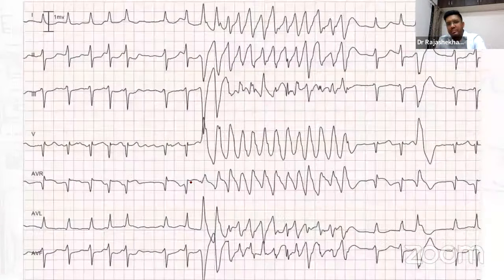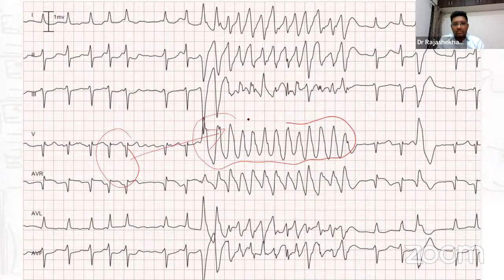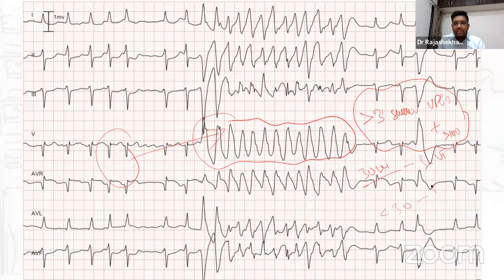And what is this ECG? The patient was perfectly normal here in sinus rhythm. Suddenly he progressed into a broad complex tachycardia. So what is this? It is ventricular tachycardia. What is ventricular tachycardia? More than three successive VPCs with a rate of more than 100 is called ventricular tachycardia. If it is sustained for 30 seconds, then it is called sustained VT. If it is sustained for less than 30 seconds, then it is called non-sustained VT. So it is a non-sustained VT.